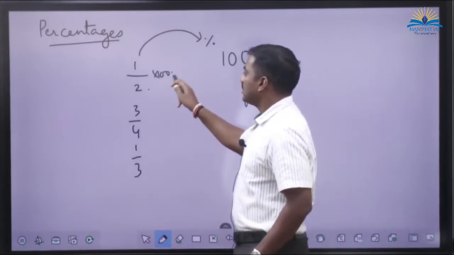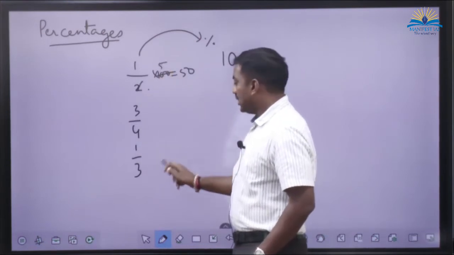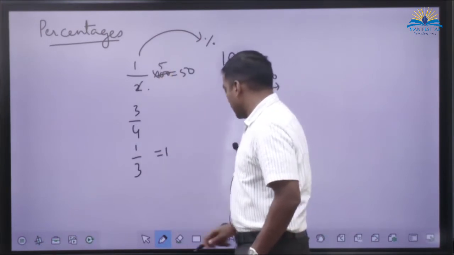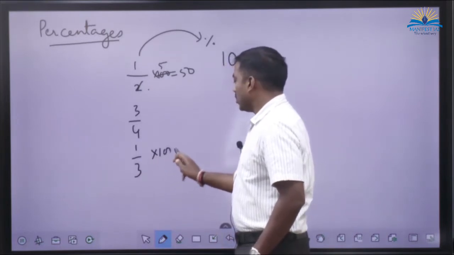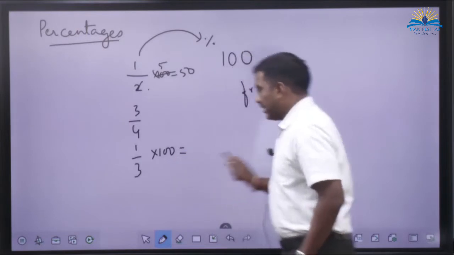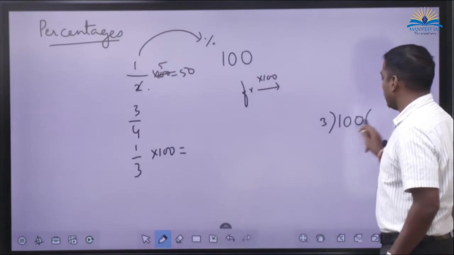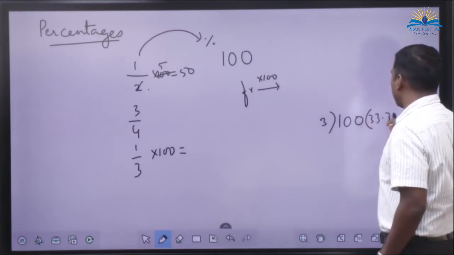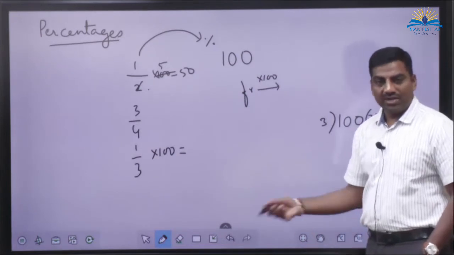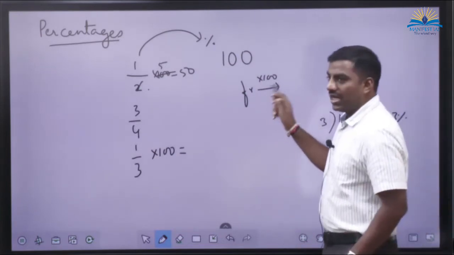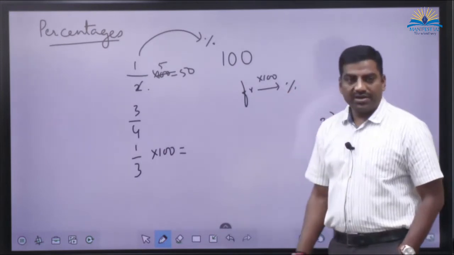Half into 100. That means 50%. 2 ones are 2, 5s. This 1/3 into 100. What does this mean? Indirectly, 100 divided by 3. Then it will go to 33.33%. Yes? So that is how we convert. So whenever we are converting a fraction to a percentage, we multiply it by 100.